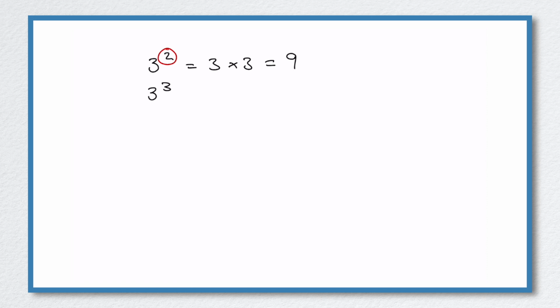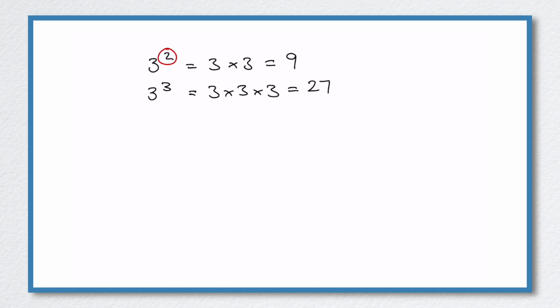So if I have 3 to the power of 3, the exponent is 3, so I'm going to have 3 multiplied by 3 multiplied by 3, and that's going to equal 27. So that's what we're talking about when we're talking about powers. Let's look at some rules.